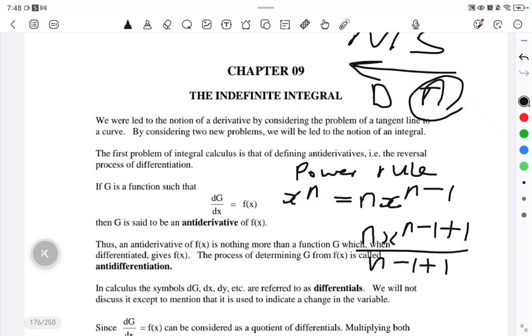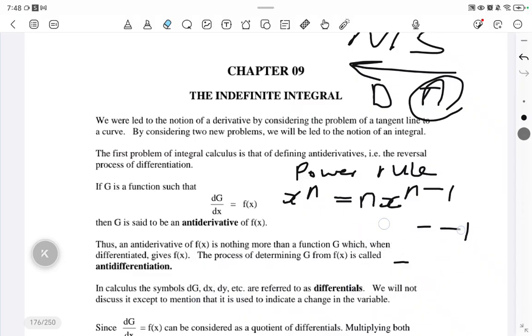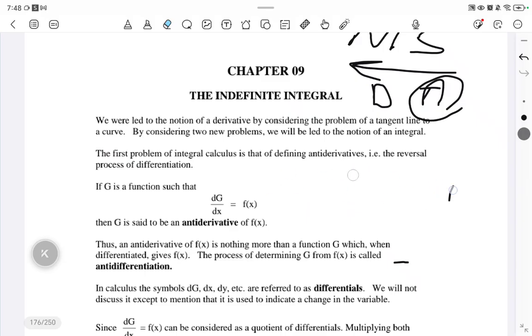Then this will cancel, and I'll be left with x to the n. You see, now I took it back. So if you're given x to the n, to apply the reversal of the power rule, you add 1 and divide by that whole exponent. This is the idea behind reversing the power rule. You'll see when we go to the examples and exercises. The one that is simpler to look at first is the power rule.